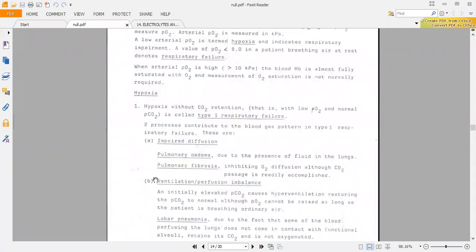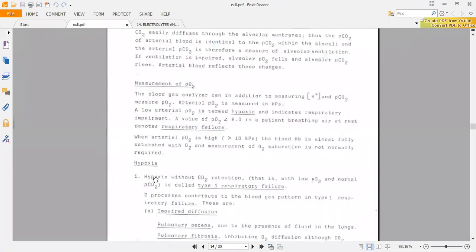Now there's a condition we call respiratory failure. Let me talk about respiratory failure. When you talk about respiratory failure, we know the function of the respiratory system is for ventilation and perfusion, and to oxygenate the red blood cells, to give oxygen to the red blood cells to transport to the tissues.